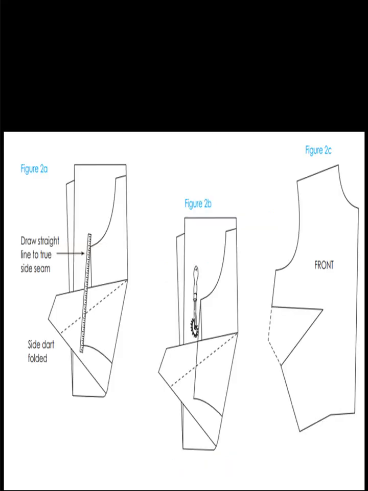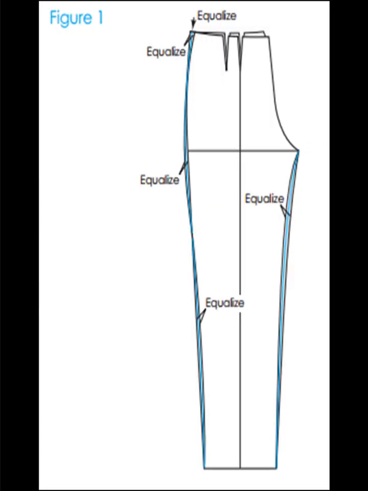Truing. The blending and straightening of pencil lines, cross marks, and dot marks for the purpose of establishing correct seam lengths. For example, truing a side seam having a side dart. Fold dart and draw side seam. Figure 2A. Trace the side seam line. Figure 2B. Unfold dart and pencil in the dart. Figure 2C. Blending, truing, and equalizing.